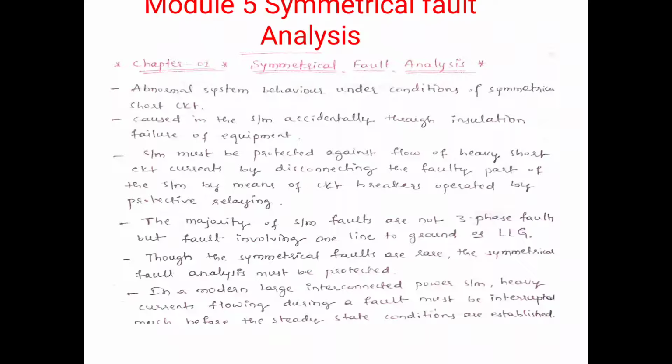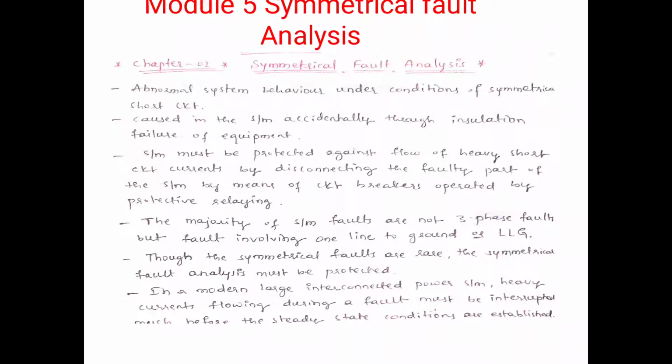The majority of the system faults are not three-phase faults but faults involving only one line to ground or double line to ground. The major fault in the system, 70% of faults, is the line to ground fault or double line to ground fault. Though symmetrical faults are rare, they must be protected. It means symmetrical, the balanced system, must be protected.